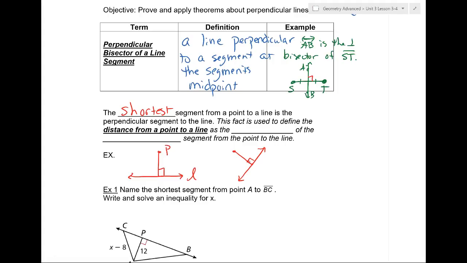The fact is used to define the distance from a point to a line as the length of the perpendicular segment from the point to the line.